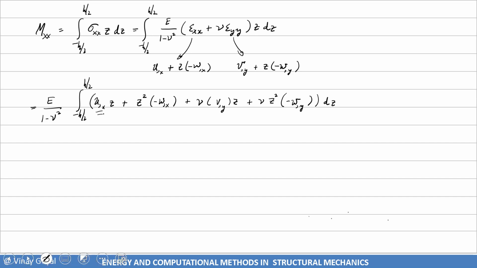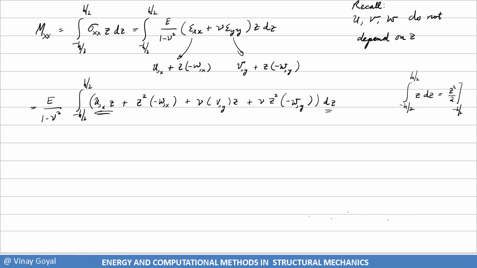And if I look at this, u comma x does not depend on z, because u does not depend on z. All the fundamental variables u, v, and w do not depend on z. Recall. So if I do this integral, that's minus h half to h half of z dz, which is zero. So therefore, this goes away. That goes away. And this integral is easy.